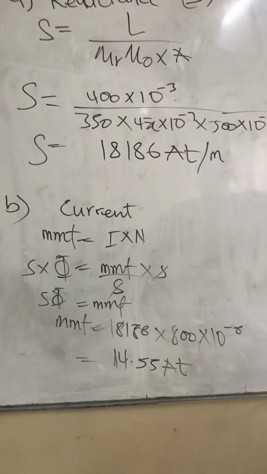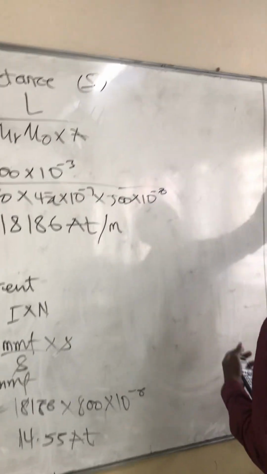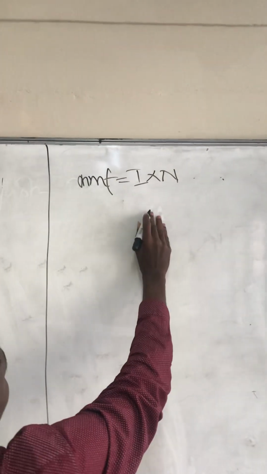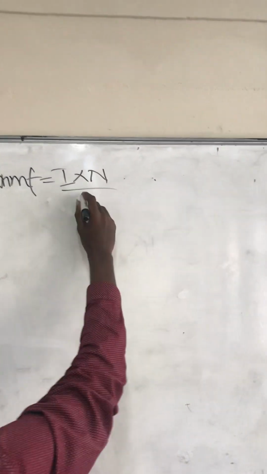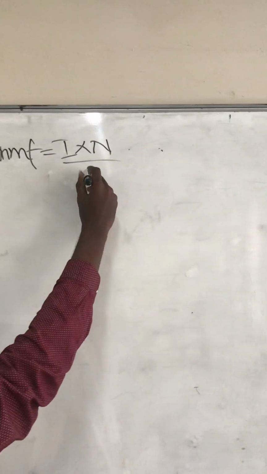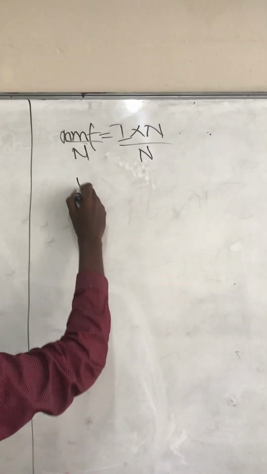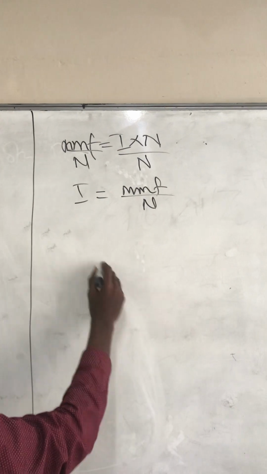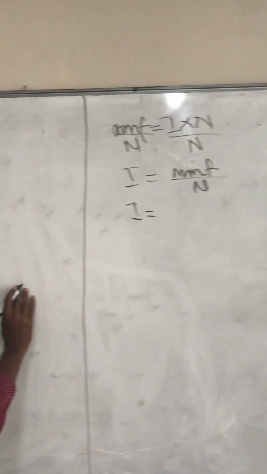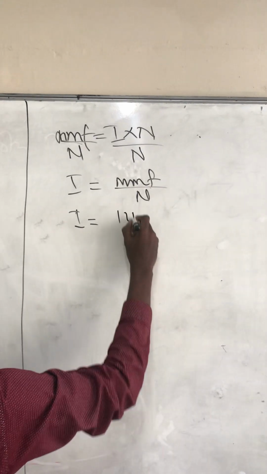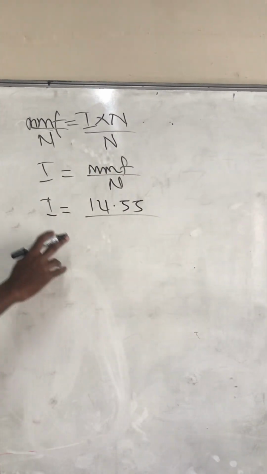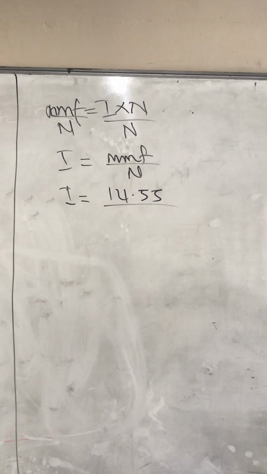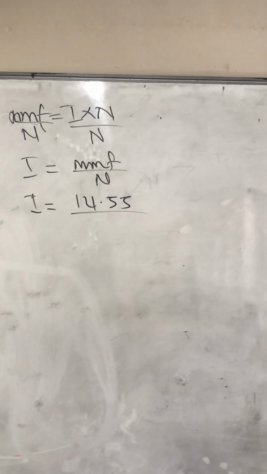So now let's find our current now. We already know that magnetomotive force, mmf, equals to current times number of turns. Let's make current the subject of the equation by dividing through by the coefficient of current, which is the number of turns. So this is it. Current will now be equals to magnetomotive force all over the number of turns. Current is equals to the magnetomotive force found here, 14.55, all divided by the number of turns, which is 200 turns.